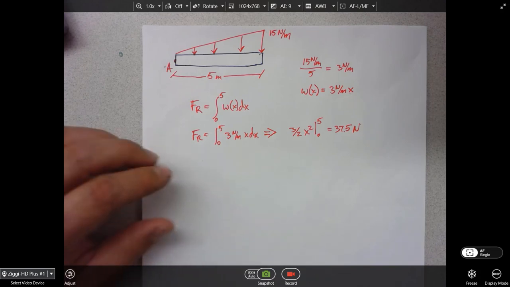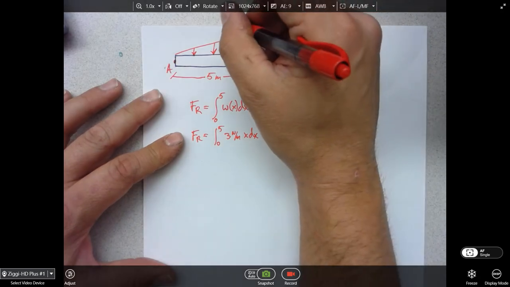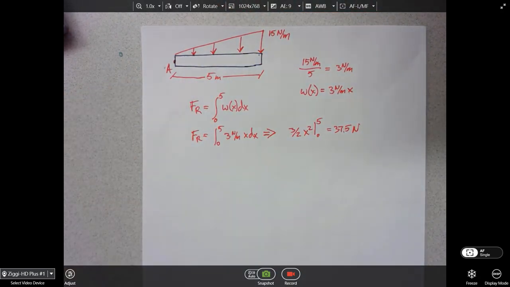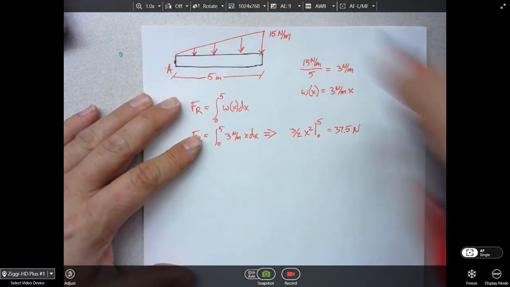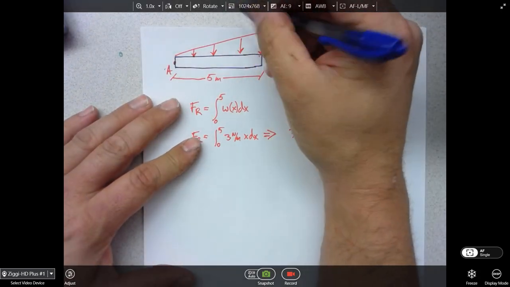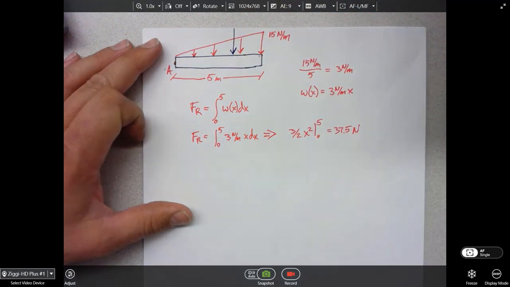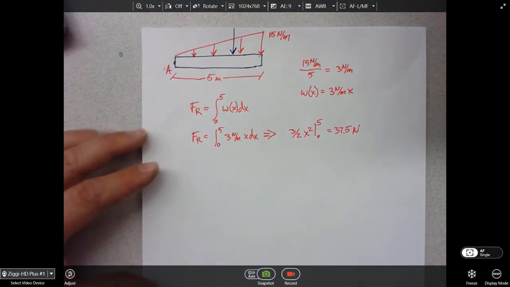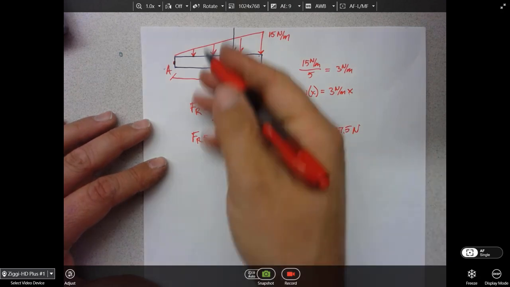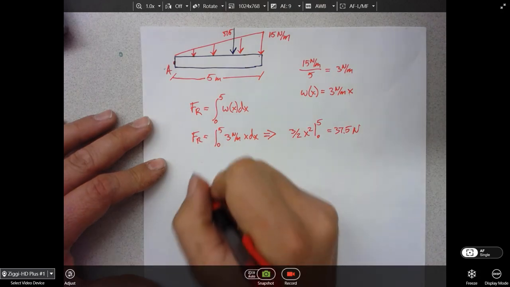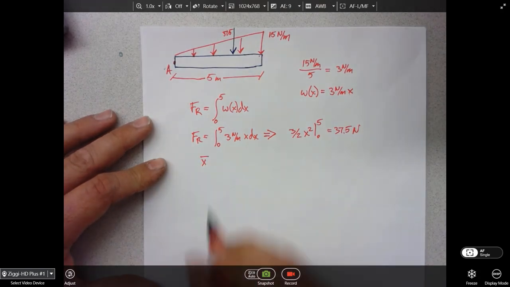Okay, so I know I'm going to have some resultant force. Just intuitively, where do you think the resultant force should be placed? I hear 3/4 and 2/3. It would be where the average area is. It's going to go through what we call the centroid of the area. But we just know it's going to be 37.5 newtons at this point. And to find its location, we have to use that x bar.